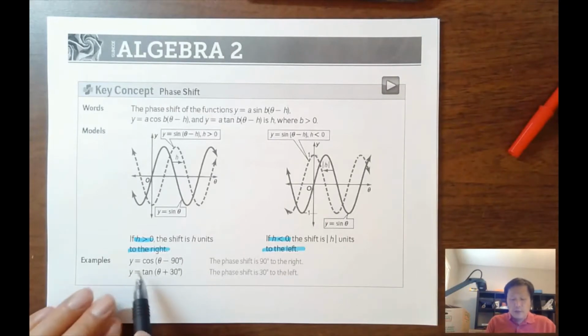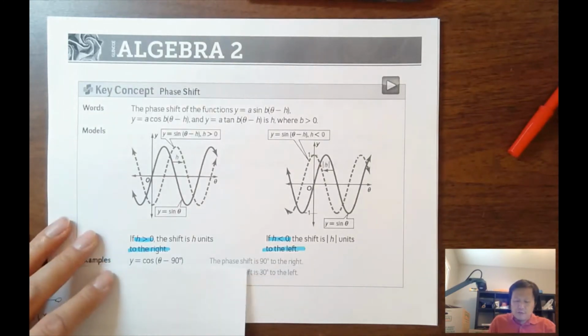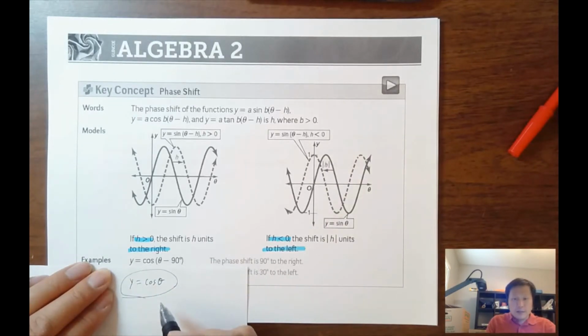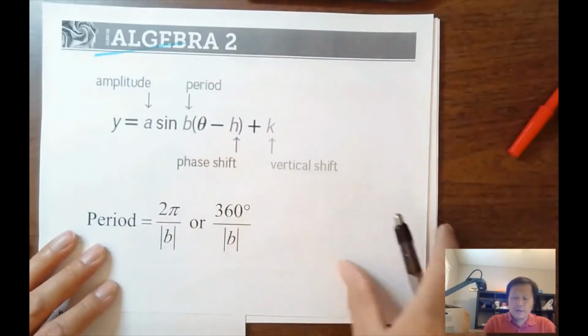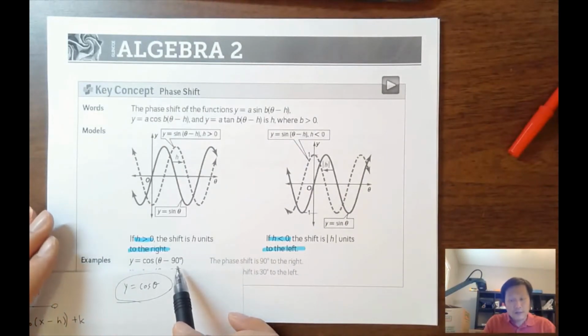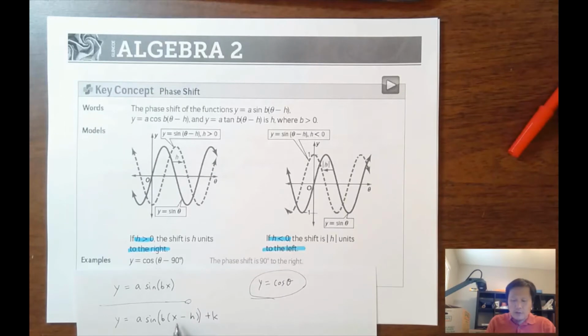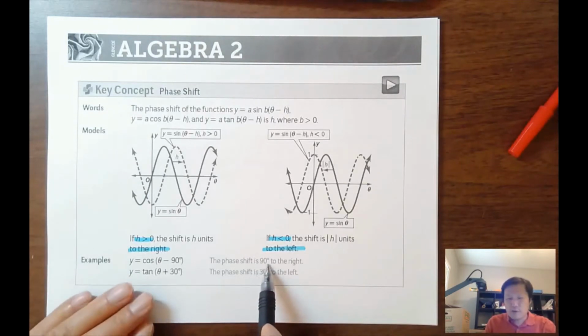As an example, look at y = cosine(theta - 90 degrees). Compared to the original function, y = cosine theta, you graph this and then move it. Compare this against the formula. The h value here, with theta minus h, is going to be positive 90 degrees, because the formula should be x minus h. h is 90 degrees, meaning you move right by 90 degrees. It is phase shifted 90 degrees to the right.